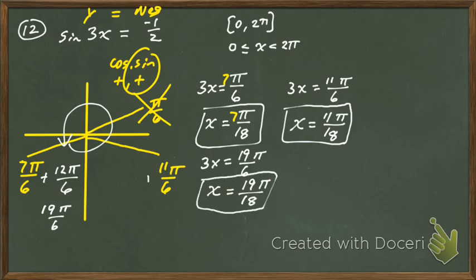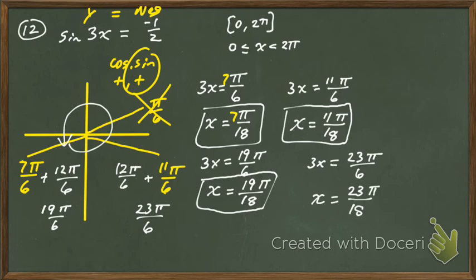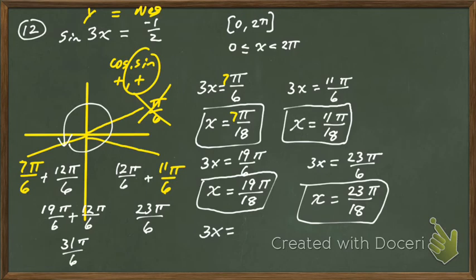What if you added 12/6, or 2 pi, to 11/6? What would that be? Is that 23 pi over 6? So 3x might equal 23 pi over 6. Multiplying by 1/3 makes 23 over 18. Why am I still going? Because it's not 2 pi yet. I haven't got to 2 pi yet. So what else might 3x equal? If you added 12/6, or 2 pi, to 19/6, what would that give me? 31/6.